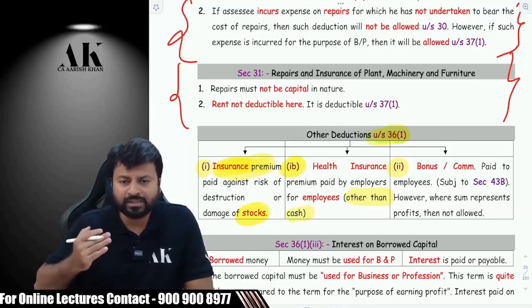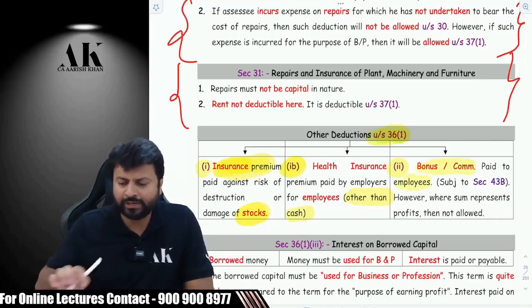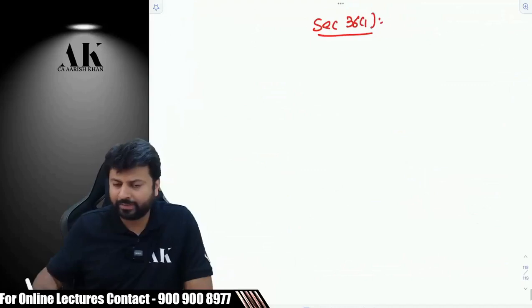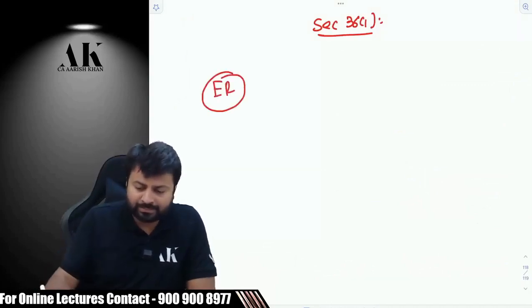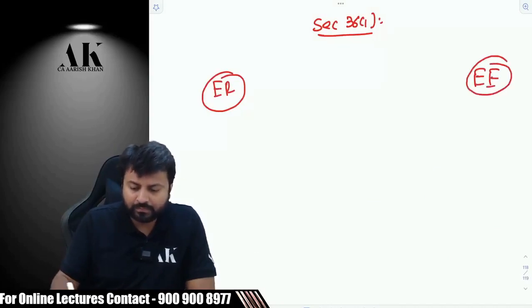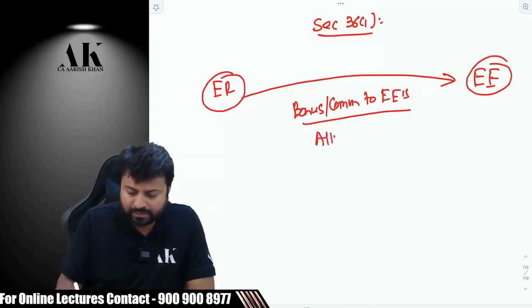Okay. The third one, pay attention please. I am an employer, you are an employee. Listen carefully. And I am making the payment of bonus or commission to you. Okay. Now this is a very interesting point. Pay attention on the board, please, all of you. There is an employer over here. There is an employee over here. And this employer is giving some bonus or commission to whom? To employees. Then it is allowed. But there is one condition over here. It is subject to again what?